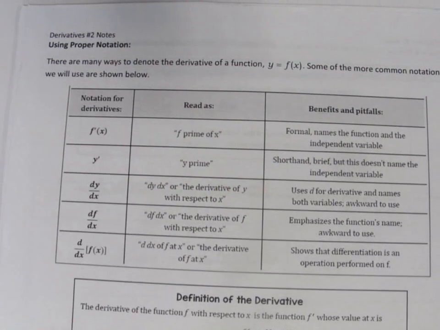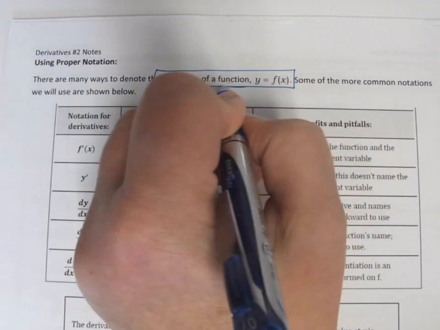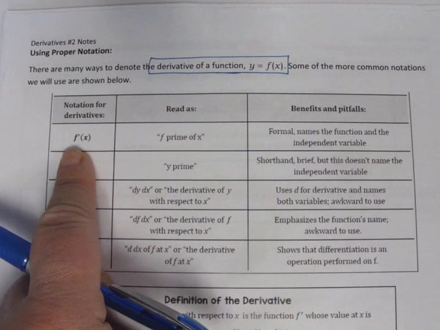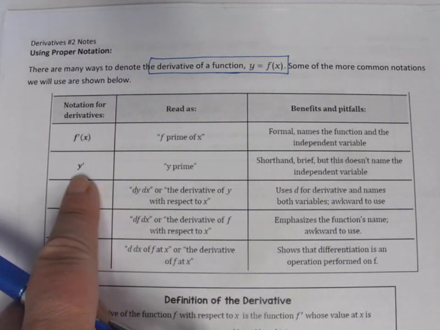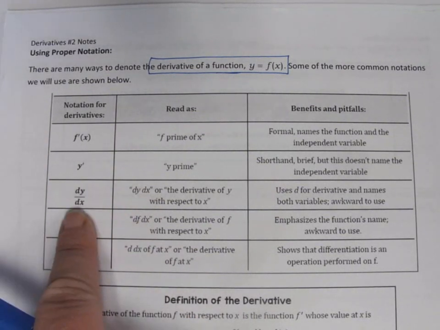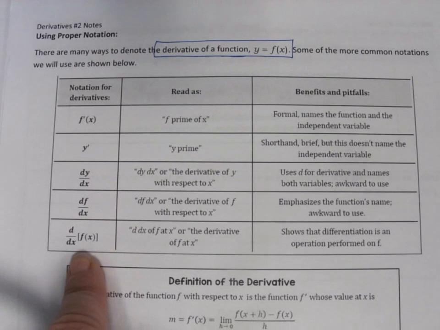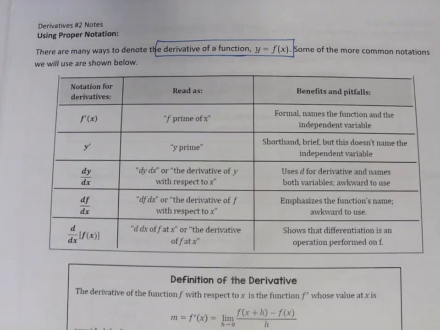All right, so talking about notation for derivative, so this is all your notations for derivative. You can talk about f prime of x, okay? That tells you the function name and the independent variable. You can talk about y prime. You can talk about dy dx. You can talk about df dx, and you can talk d dx of f of x. So all of those are proper notations for derivative, okay?